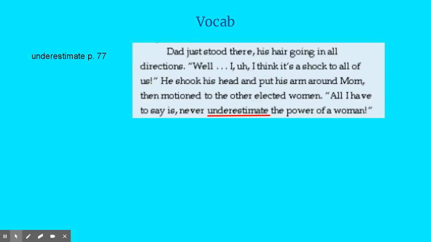Our next vocabulary word is underestimate. "All I have to say is never underestimate the power of a woman." And that's a compound word. We have the words under and estimate. If you're estimating something, it's just talking about your guess. But if we're underestimating, we're going low. So he's saying, don't count women out. Don't think that they can't do something.